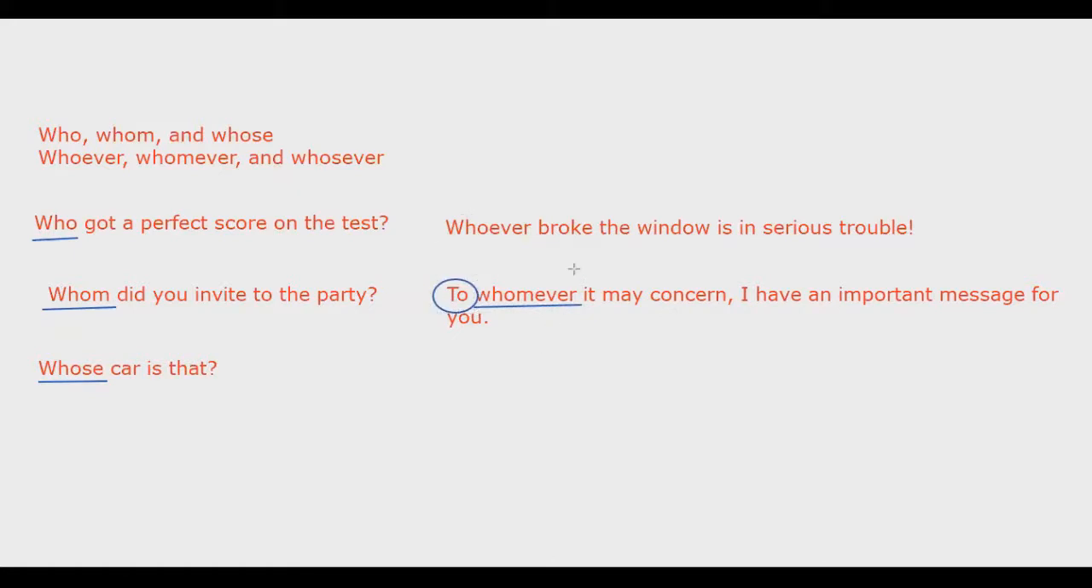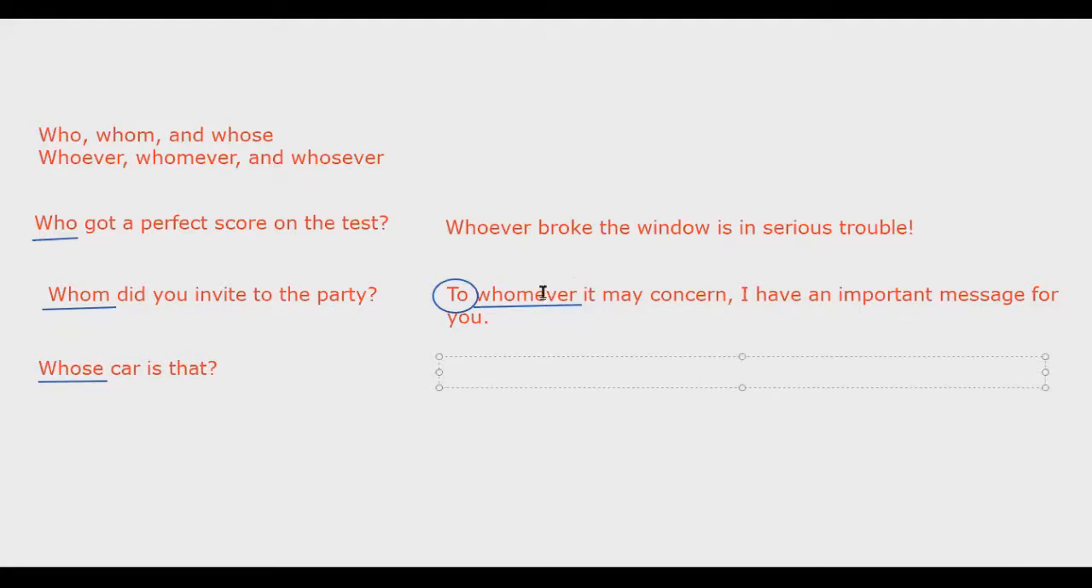Is whoever always singular? No, it can be singular or plural. Yeah, so regarding who, whom, and whose, these could be singular or plural. That's actually a good point to bring up. Whereas the other pronouns are either singular or plural, and they can't be both. But these three right here can be both.